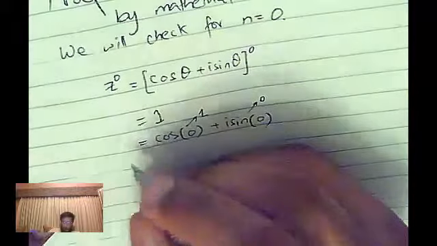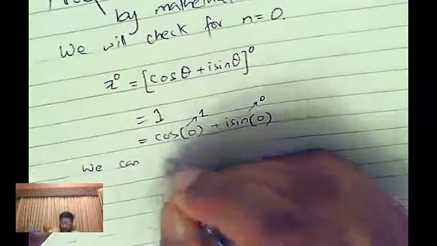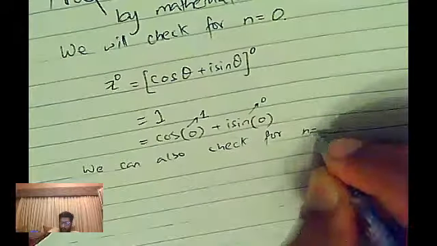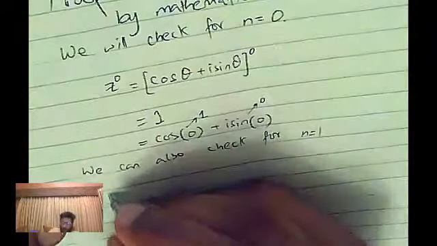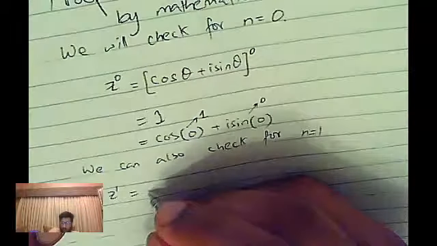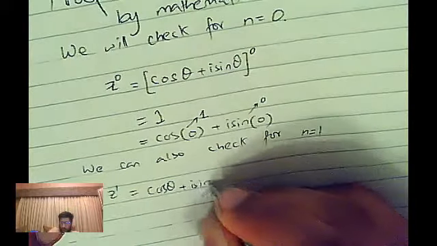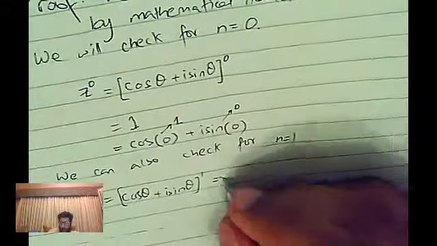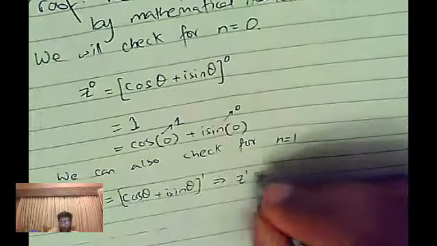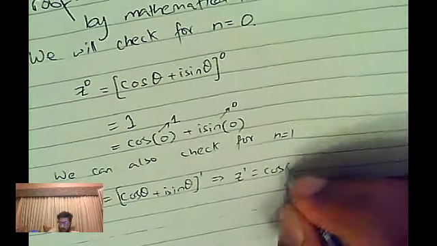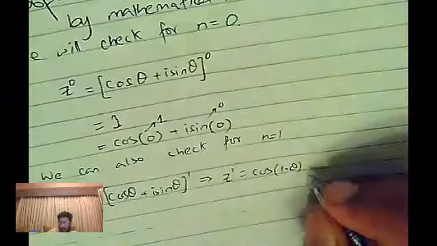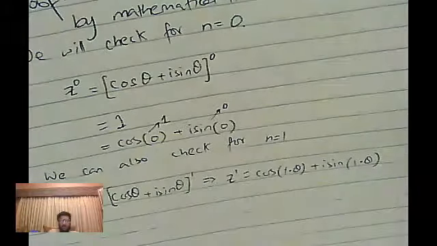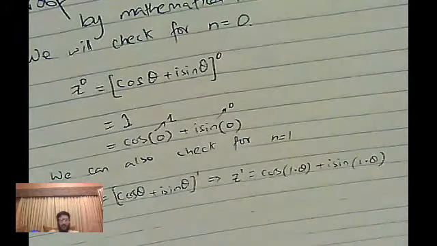We can also check for n equals 1. Now z raised to the power 1 equals cos theta plus iota sine theta whole raised to the power 1. This implies z raised to the power 1 equals cos of 1 times theta plus iota sine 1 times theta. It's also true for this, right? I mean theta, we can write this as 1 times theta.